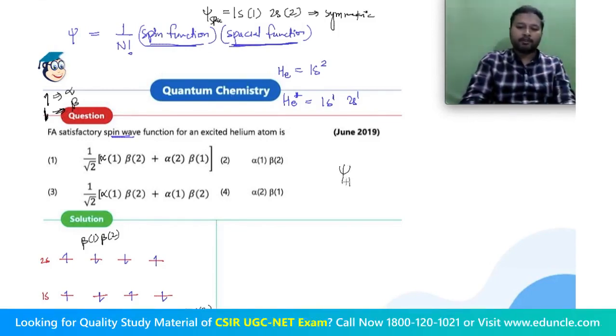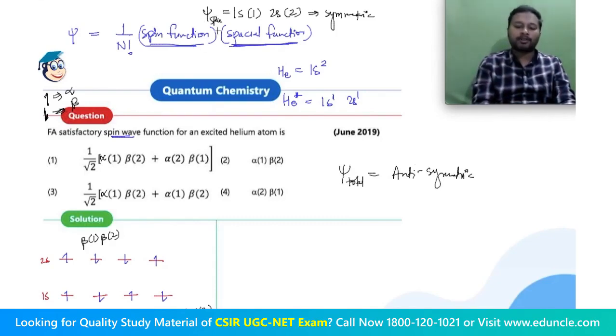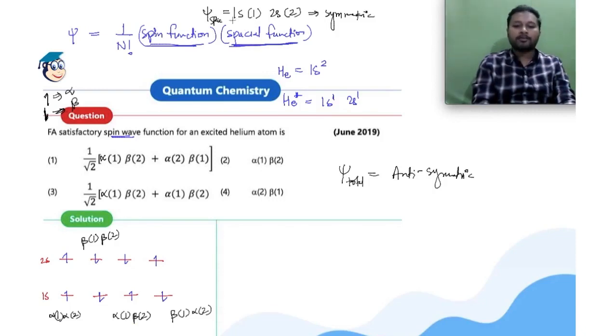Remember, your psi total, the total wave function, has to be antisymmetric, and in order to make it antisymmetric, either your spatial part has to be antisymmetric or the spin part. Now the spatial part is already symmetric because it is written in this way. So the spin part has to be antisymmetric. If you see the options, the only antisymmetric spin part is option number 1, where these two spin parts are getting added. So alpha 1 beta 2 plus alpha 2 beta 1 is going to be the answer.